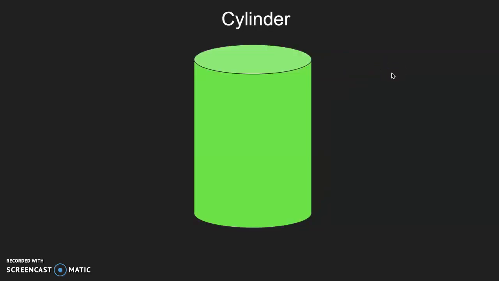Next is a cylinder. So a cylinder would be three-dimensional. You can tell up here at the top, how it's closed, that it is solid. So we could pick it up.